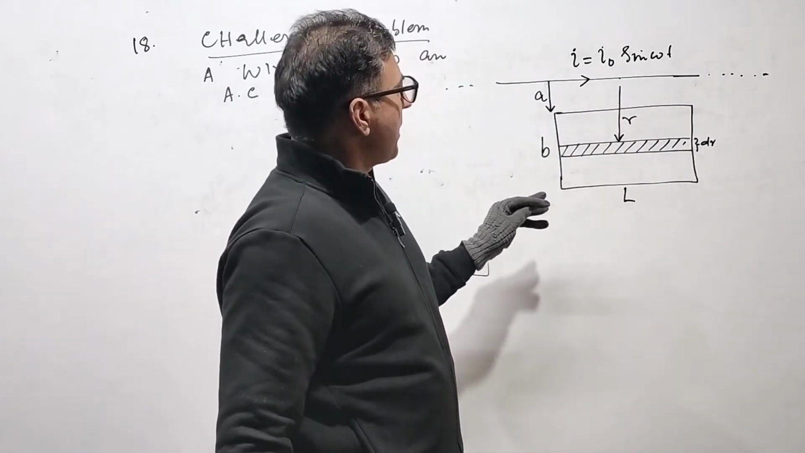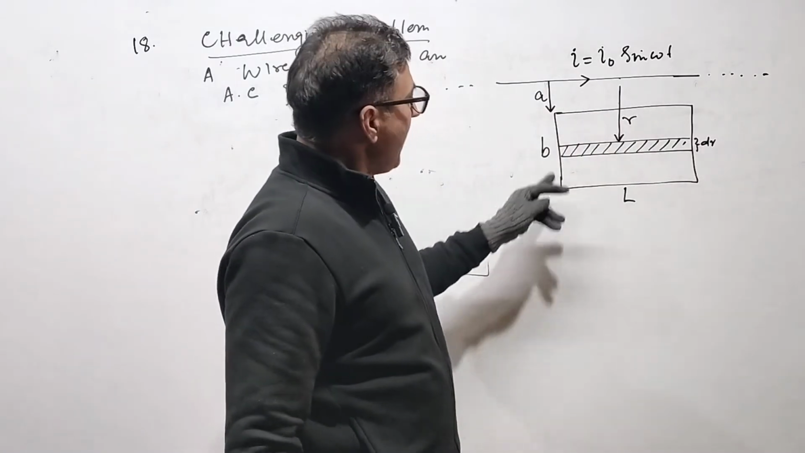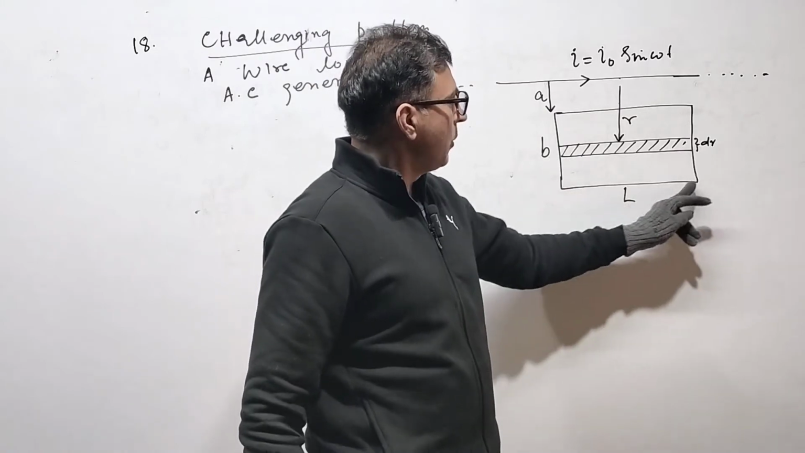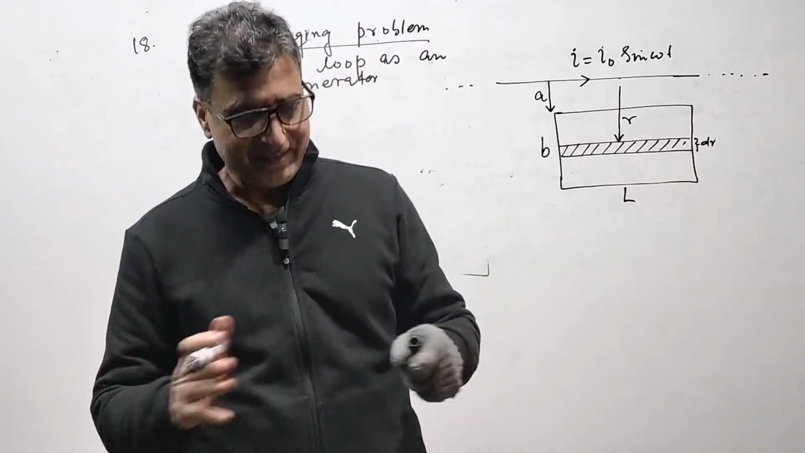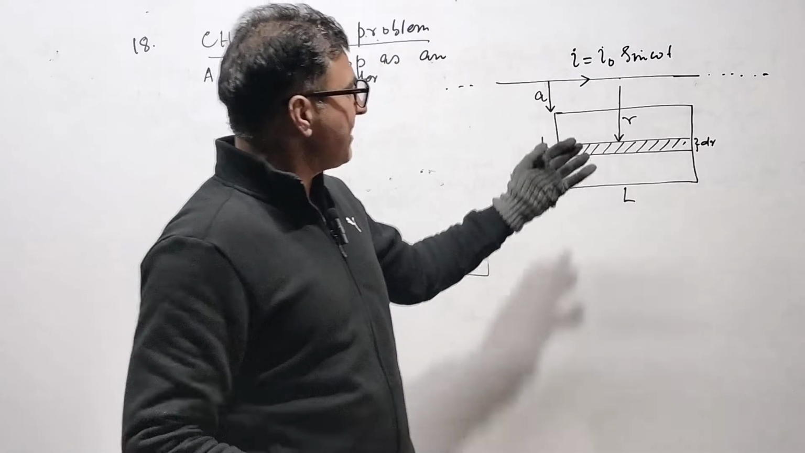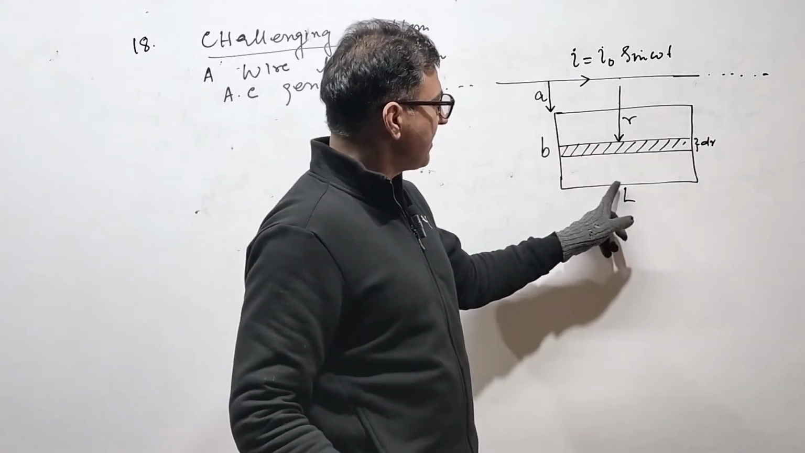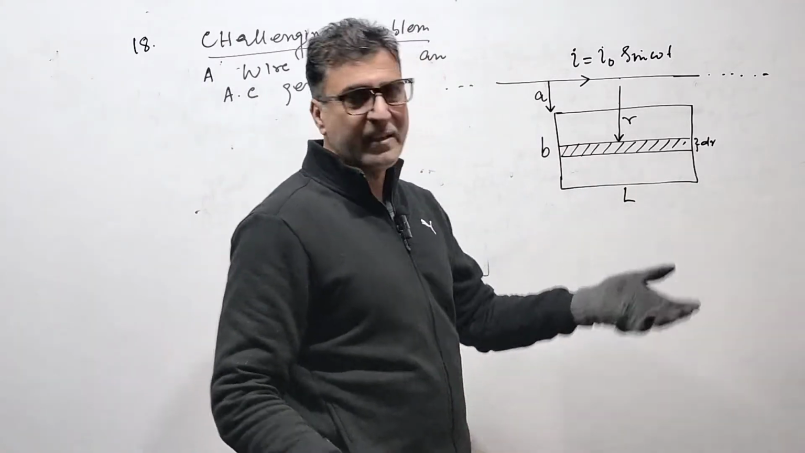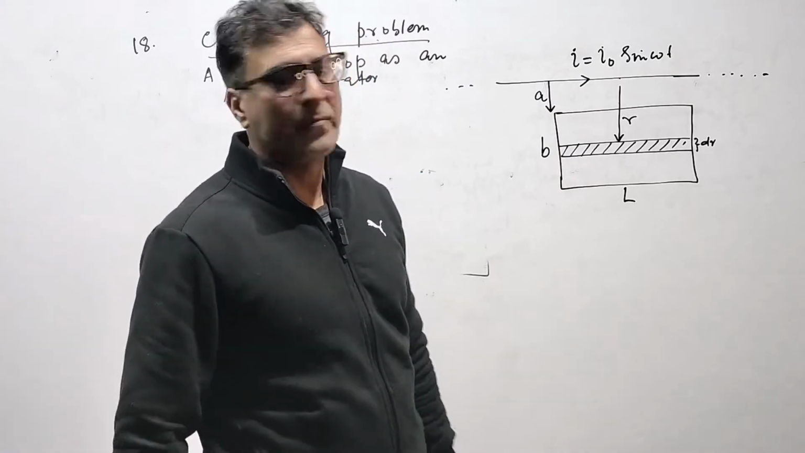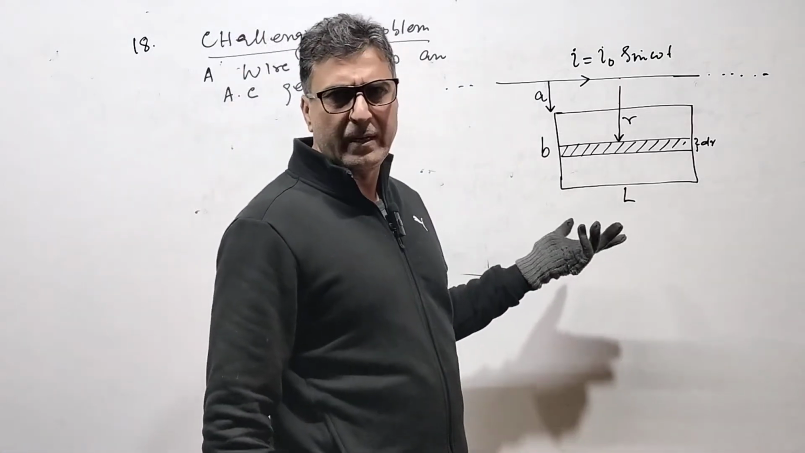And what I will prove, or what I will do, I will make this loop an AC generator. It generates AC, this one. If you take connections, cut it here and take two connections, it will be supplying AC voltage to you without rotating it, without doing anything with it.